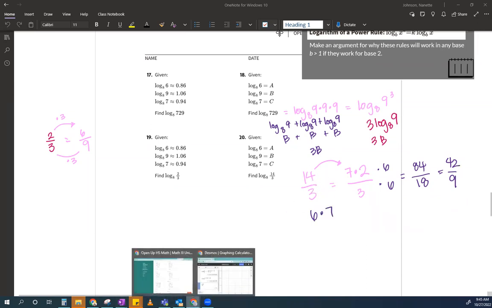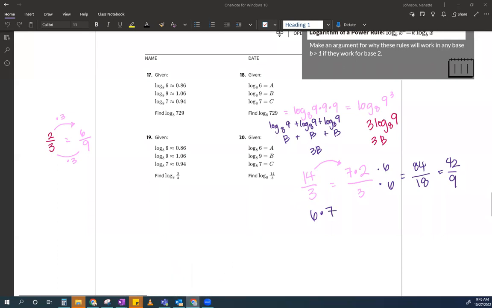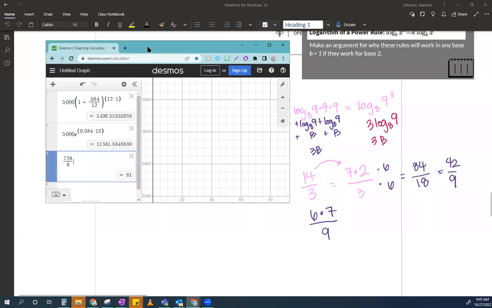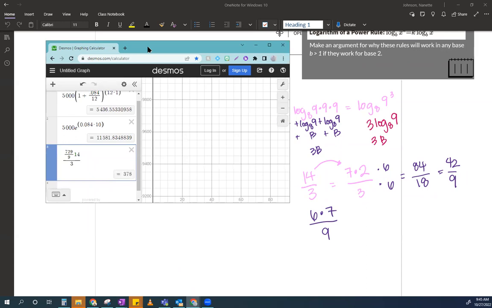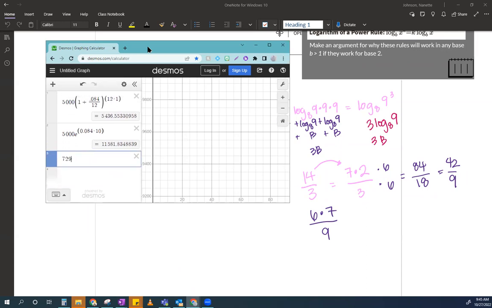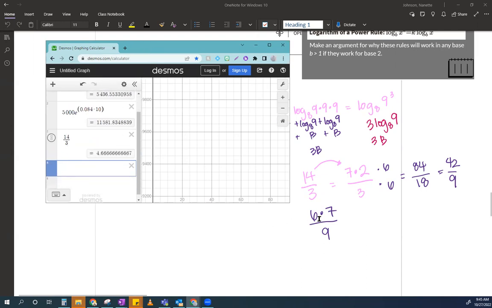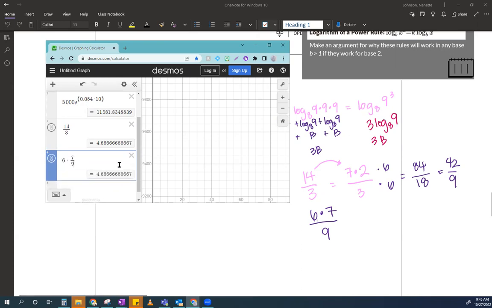Now, if you don't believe me, not a big deal. You go to your calculator and you say, hey, 14 divided by 3. Oh, that's 4.6. And then do 6 times 7 divided by 9. Is that the same number? Then that means we did it right.